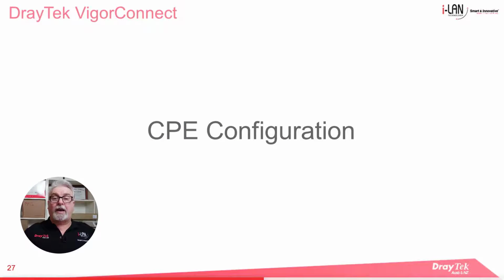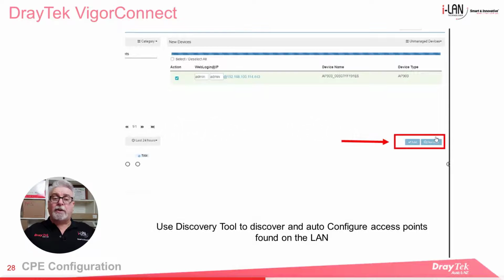I'll now go through how to add and/or configure devices to work with VigorConnect. As I mentioned previously, the easy way to add devices to VigorConnect is to use VigorConnect's Discover button. This will automatically configure the TR069 settings on the CPE device, but it might not always work on devices that aren't at their factory default settings. In that case, you might find you need to manually configure the TR069 settings.